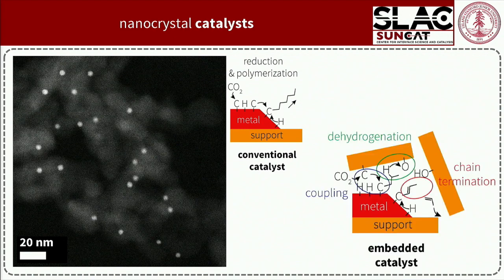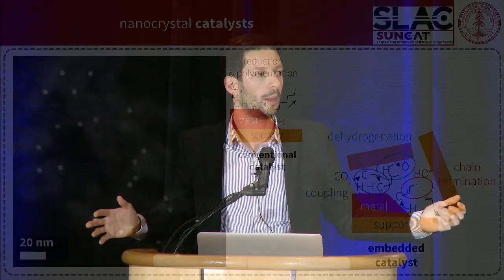But in order to engineer that pocket, what we are developing in our group is what we call embedded catalysts, in which you put in a third dimension, and you confine your reactivity in that small pocket, and for example, you try to affect the selectivity and how to build molecules that you engineer in length and you engineer in functionality. So this is something that we started a couple of years ago.